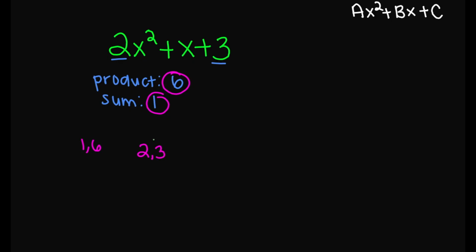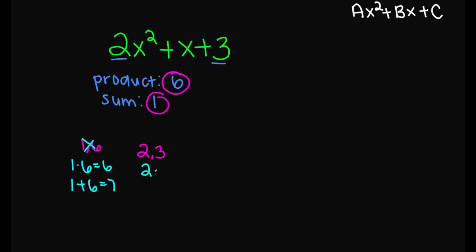And as you can see, by looking at my 1 and my 6 and then my 2 and my 3, we do not have any numbers that when I multiply give me 6, and then those same two numbers have to give me 1. Because if I use 1 and 6, 1 times 6 is 6, and then if I add 1 plus 6, this is going to give me 7, so we know we cannot use these numbers.